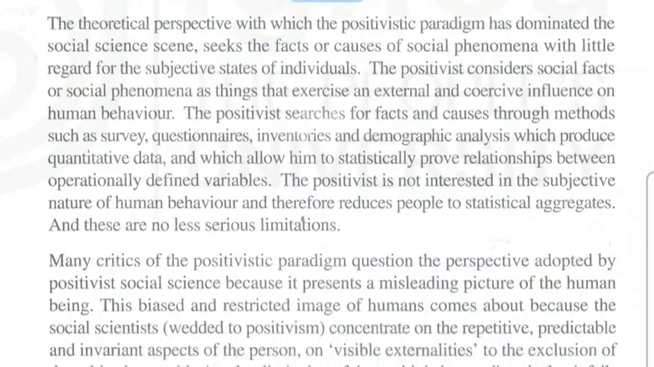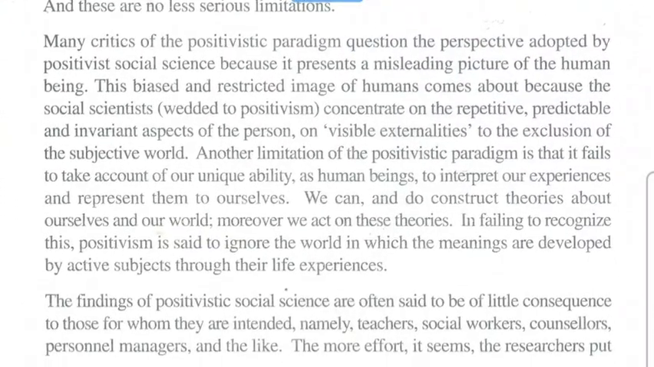Many critics of the positivistic paradigm question the perspective adopted by positivist social science because it presents a misleading picture of the human being. This biased and restricted image of humans comes about because the social scientists, wedded to positivism, concentrate on the repetitive, predictable, and invariant aspects of the person, on visible externalities to the exclusion of the subjective world. Another limitation of the positivistic paradigm is that it fails to take account of our unique ability as human beings to interpret our experiences and represent them to ourselves.